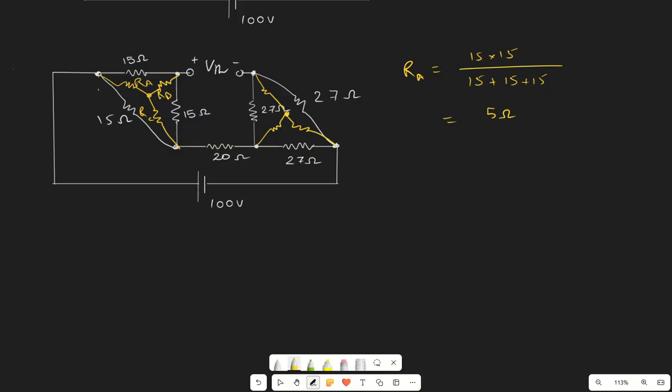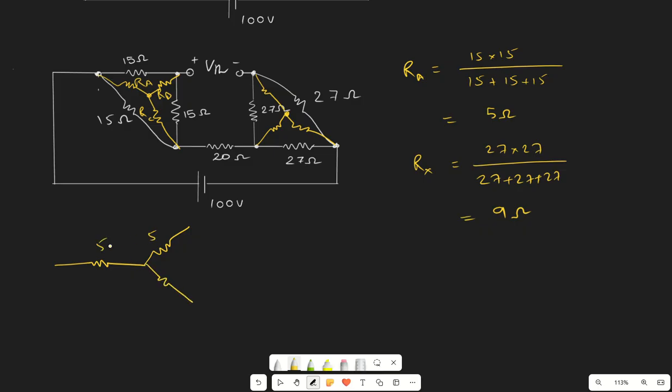Okay, so similarly for 27 ohm, if we consider them as Rx, Ry, Rz, then it will be 27 into 27 divided by 27 plus 27 plus 27, which will be 9 ohm. So our new circuit will have this resistance. So this is our star.